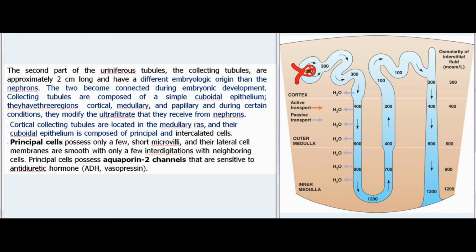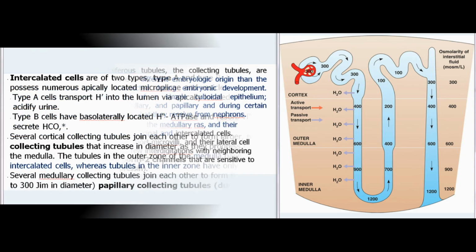Cortical collecting tubules are located in the medullary rays, and their cuboidal epithelium is composed of principal and intercalated cells. Principal cells possess only a few, short microvilli, and their lateral cell membranes are smooth with only a few interdigitations with neighboring cells. Principal cells possess aquaporin II channels that are sensitive to antidiuretic hormone, ADH, vasopressin.